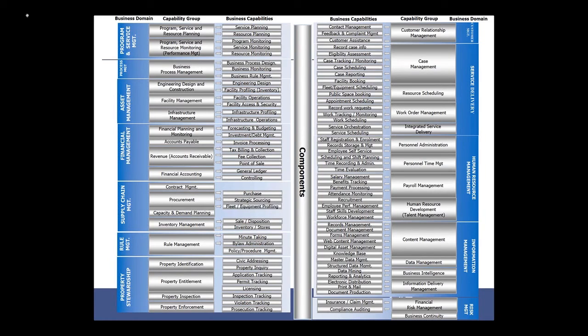And here's our first attempt at actually capturing all of the capabilities across the organization. I don't know if everybody can see this or not, because it's quite detailed, but it just gives you a sense of what we're dealing with in the city. Did you have anything to talk to about this, Marianne?